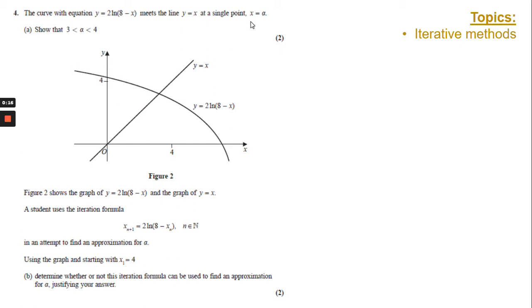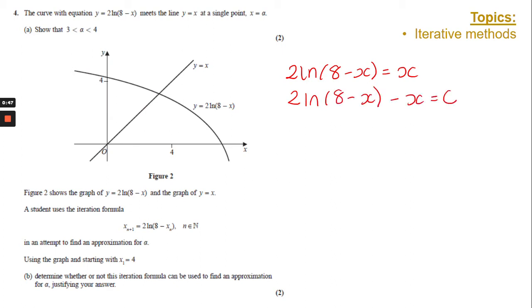So when lines meet at a point and you want to work out what that point is, you can set these two lines equal to one another because they are both equal to y at the moment. So we can set them equal to each other, set that equation equal to 0 to find the value of x. So in this case, 2 ln(8 minus x) is equal to x. Now let's make this whole equation equal to 0. So 2 ln(8 minus x) minus x is equal to 0.